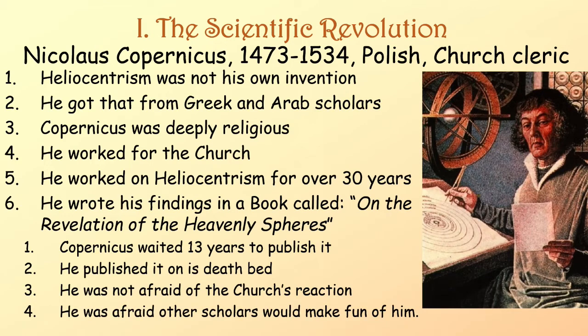Nicolaus Copernicus, 1473 to 1534, Polish church cleric, actually. This idea of heliocentrism, the idea that the solar system goes around the sun, that was not his own invention. He got that idea from Greek and Arab scholars. Copernicus, like all of these scientists, was deeply religious. He worked for the church. And he worked on heliocentrism, this idea, for over 30 years. And he wrote his findings down in a book called On the Revolutions of the Heavenly Spheres.